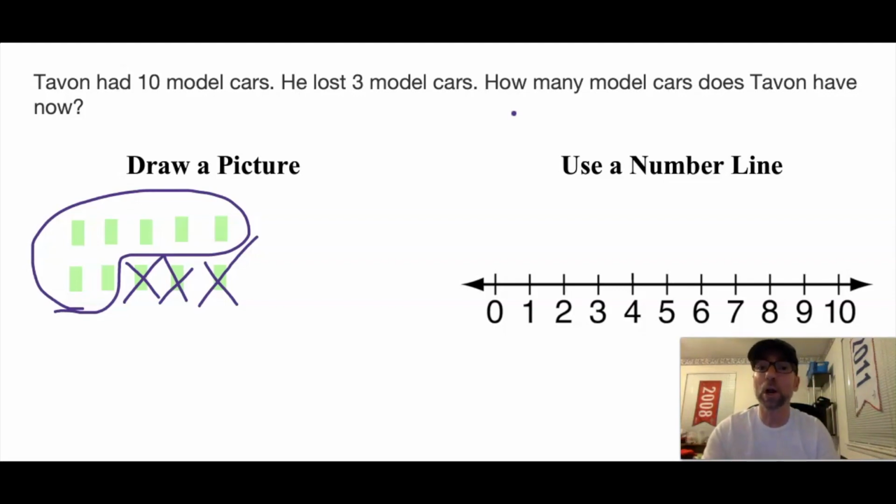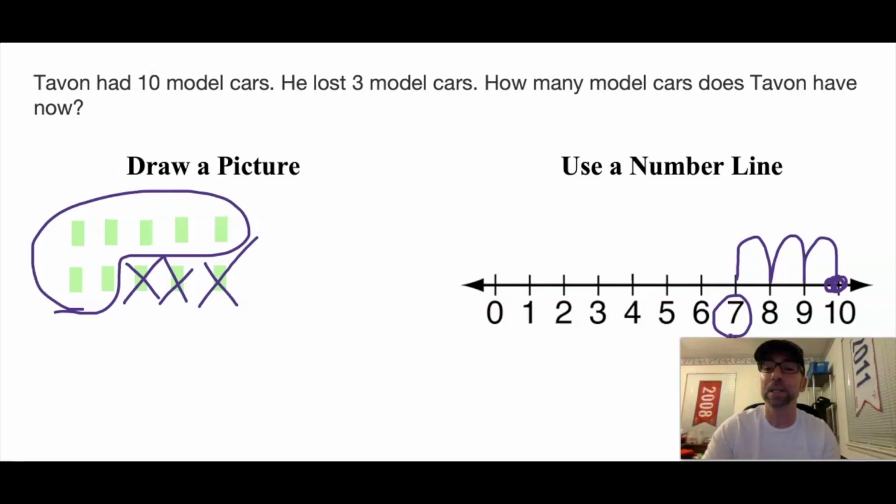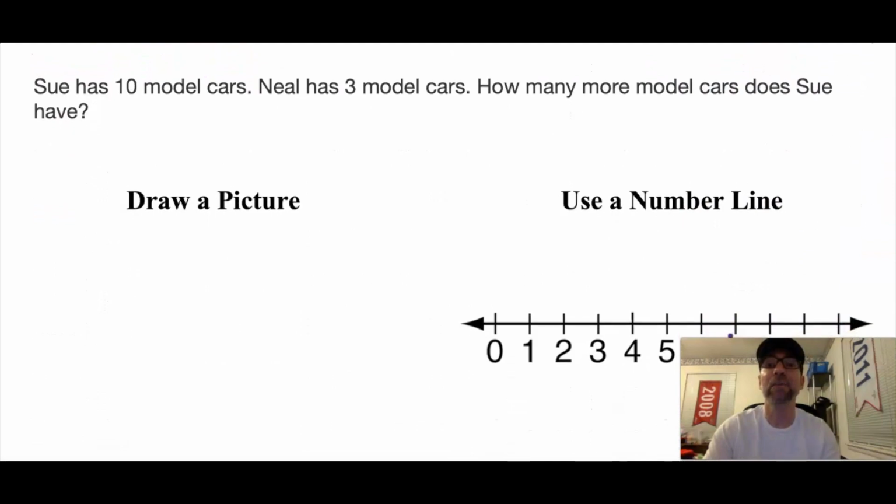But we could also use our number line. So I'm going to show you on the number line that we would start at 10. And then if he lost 3 cars, we would count back 3. 1, 2, 3. And where did we land? We landed at 7. Because 10 minus 3 is 7. Awesome job. Let's clear our whiteboard because I wrote another story that goes with 10 minus 3.